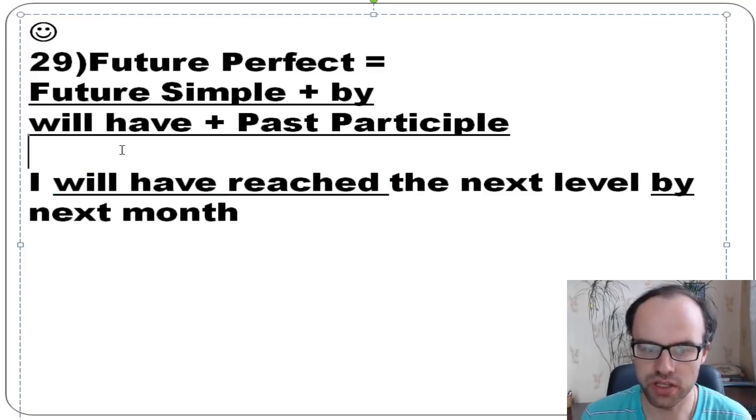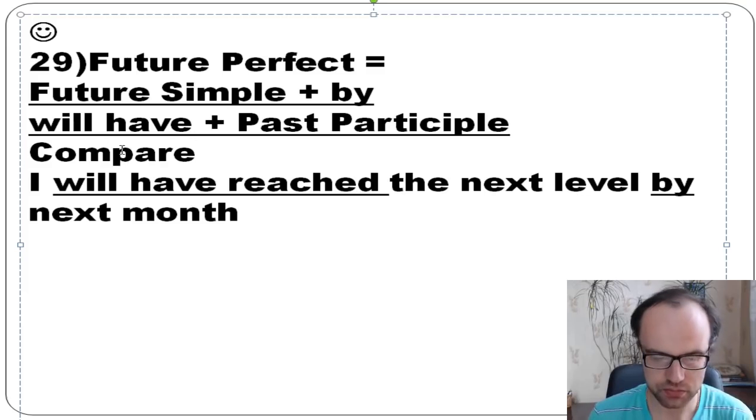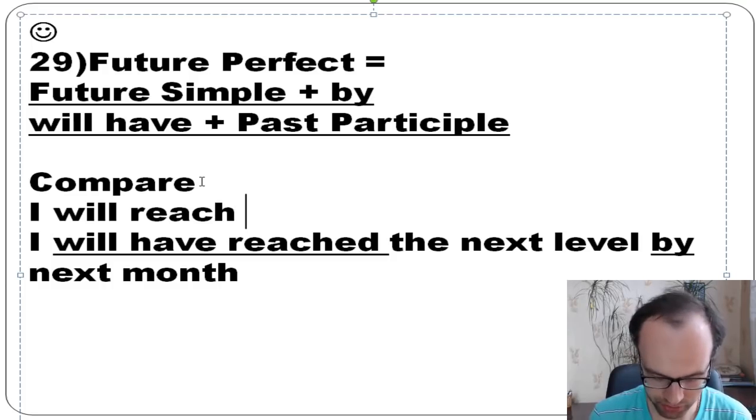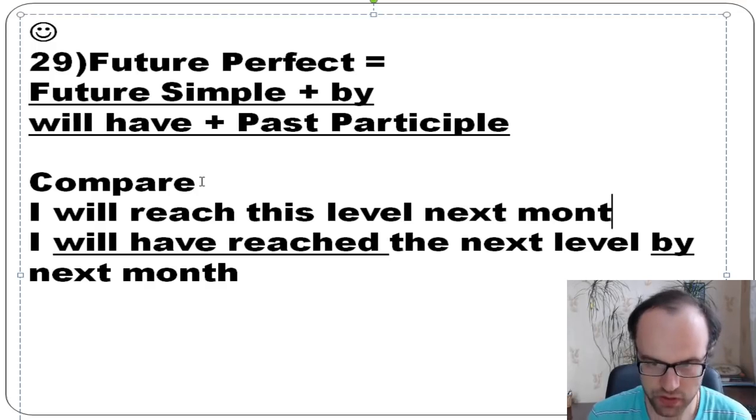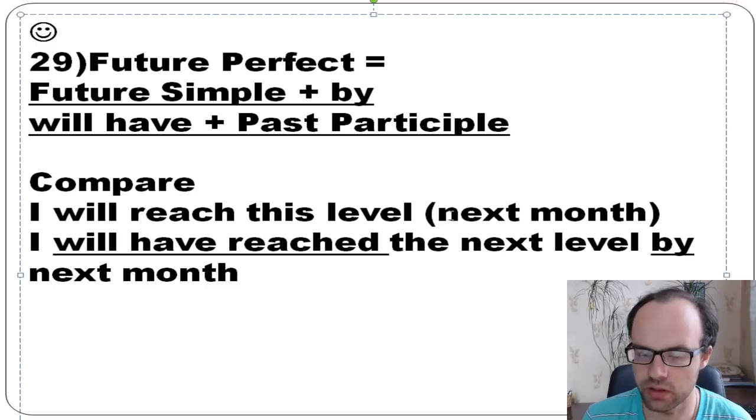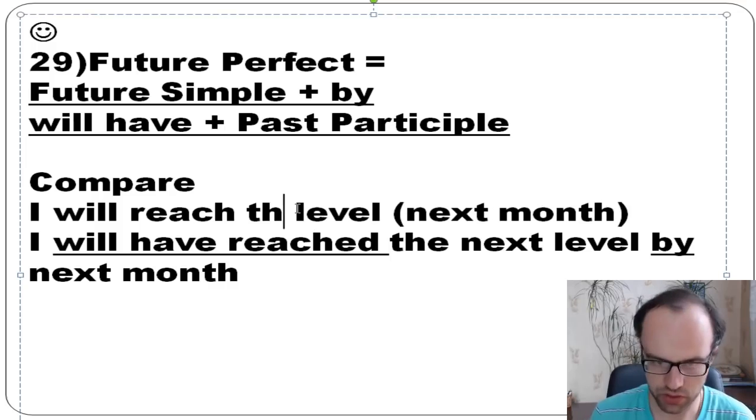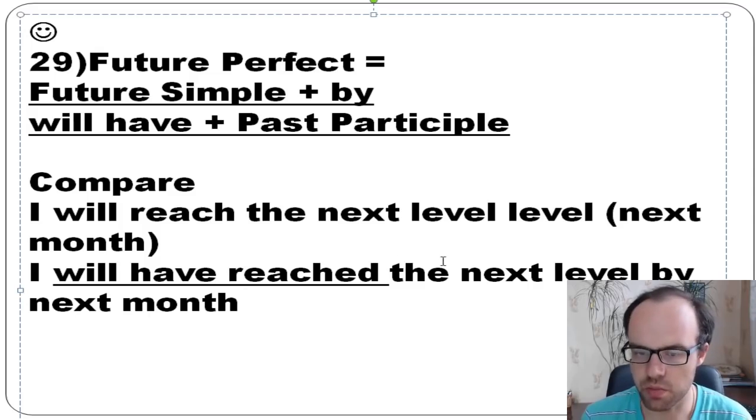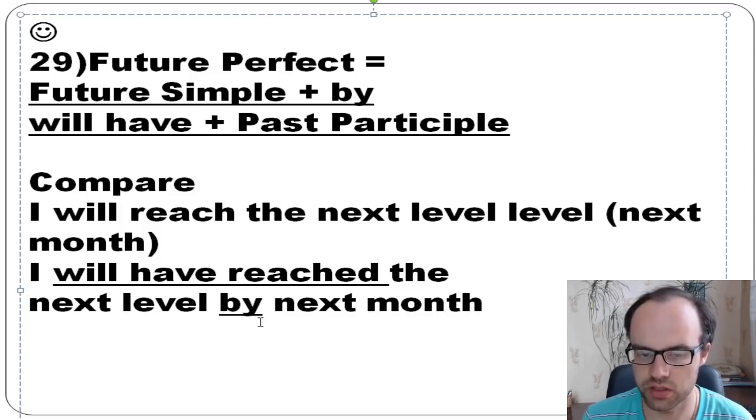So you can say, please compare these two sentences. I will reach this level next month, and I will have reached the next level by next month, yeah? So this level or the next level. Two similar sentences, but there is a small difference. So it's about by.